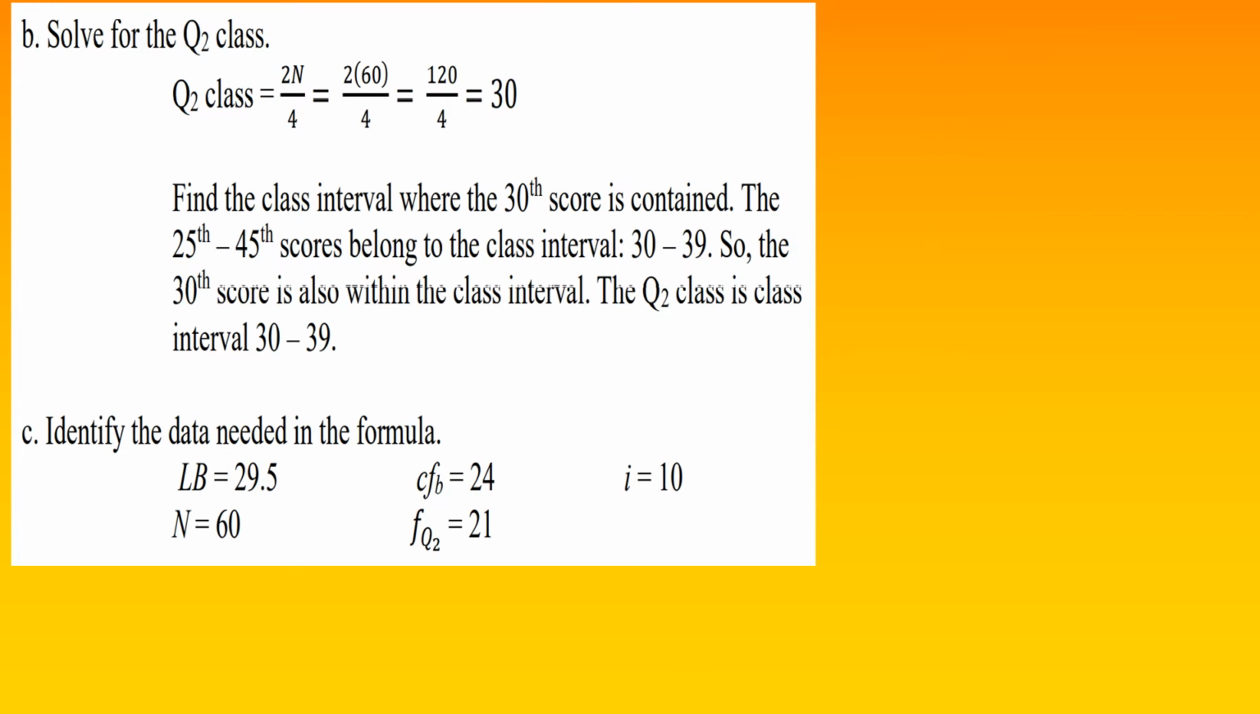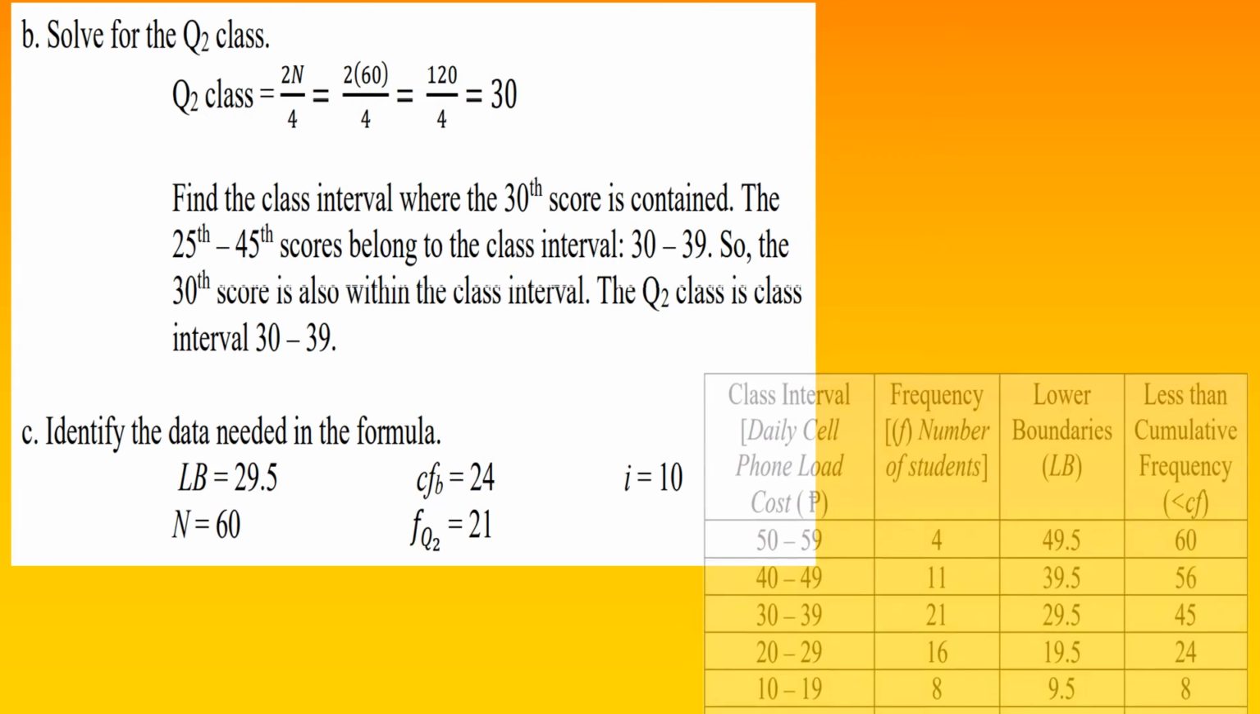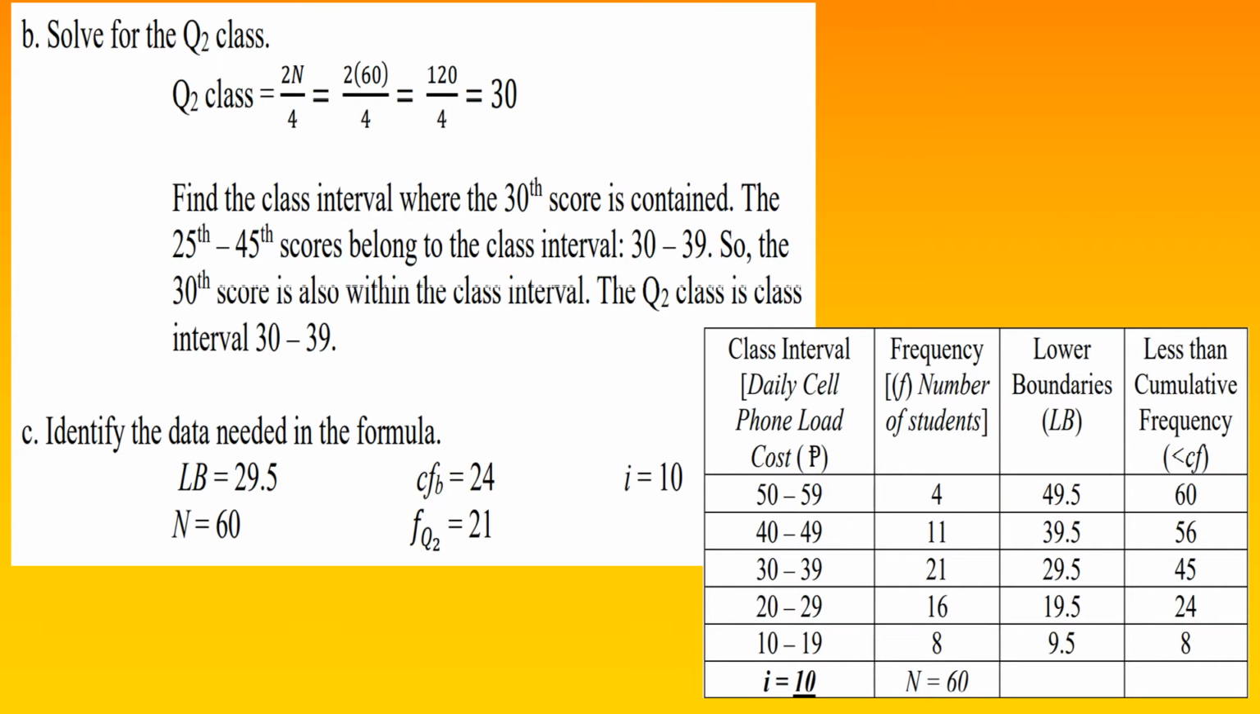Next is to solve for the Q sub 2 class. Q sub 2 class is equal to 2 times n over 4, equals 2 times 60 over 4. That is equal to 120 over 4, equals 30. Find the class interval where the 30th score is contained. The 25th to 45th scores belong to the class interval 30 to 39. So, the 30th score is also within the class interval. The Q sub 2 class is in the interval of 30 to 39.